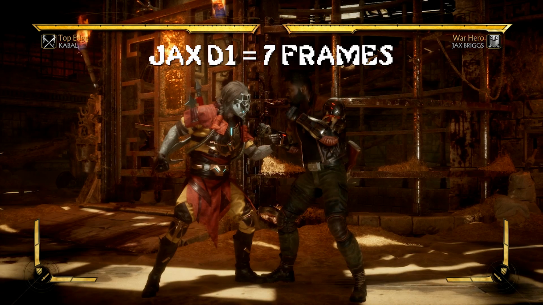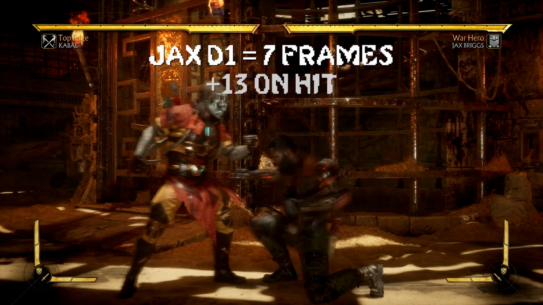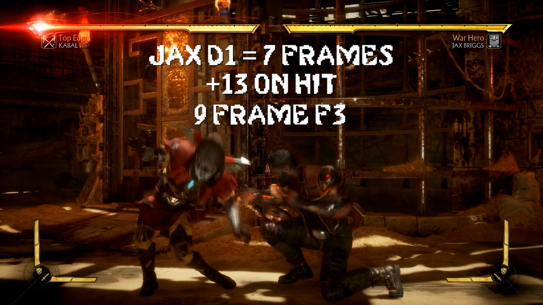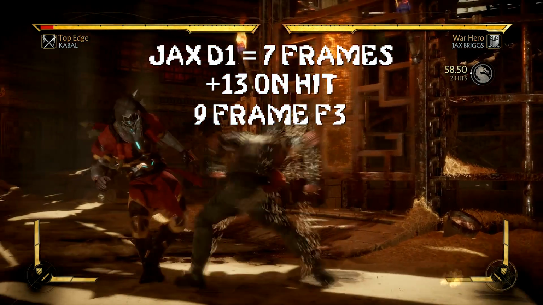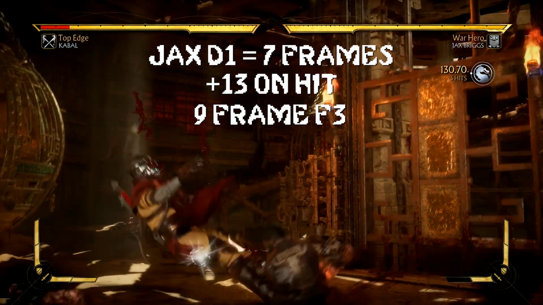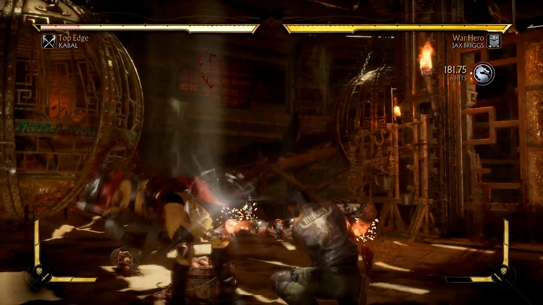His down 1 is 7 frames, but it's +13 on hit. With a 9 frame forward 3 which hits mid, it's a common occurrence that he challenges your offense with a down 1 and instantly checks you with his forward 3 when you try and challenge him back.